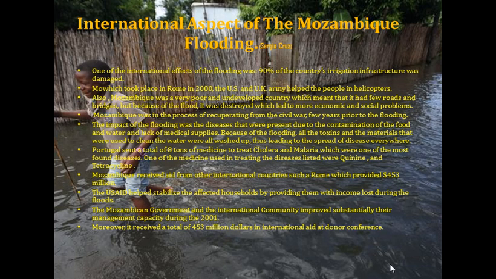Third, Mozambique was a very poor and undeveloped country, which meant that it had very few roads and bridges. But because of the flood, they were destroyed, which led to more economic and social problems. Mozambique was in the process of recuperating from the civil war a few years prior to the flooding.